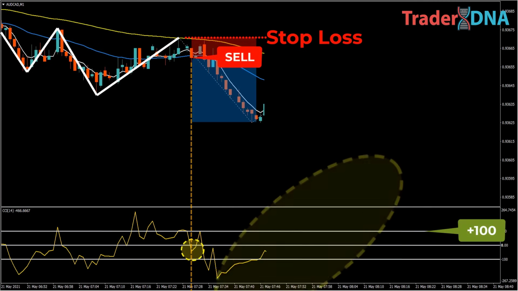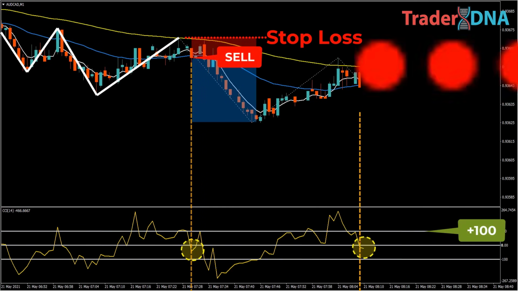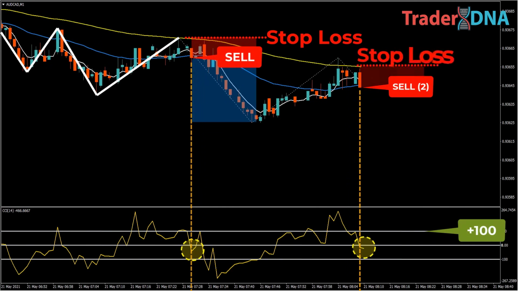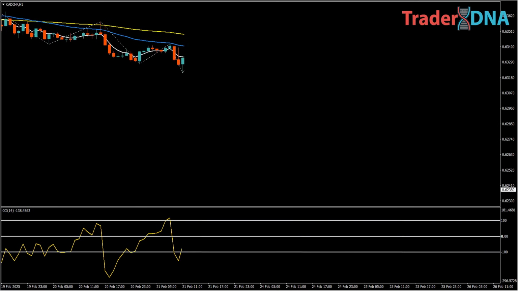And look at this, another perfect entry opportunity. You take a second sell trade, setting your stop loss just above the 100 period EMA, and then the price drops hard, delivering another huge profit. Yet another example. This setup works consistently.